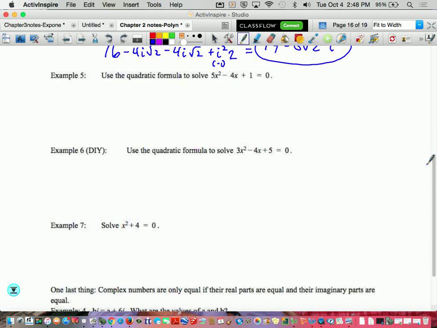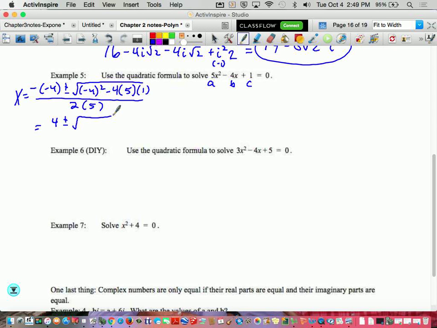So now we're going to do a quadratic formula. So remember, this is your A, this is your B, this is your C. So when you do the quadratic formula, you're doing negative of negative 4 plus or minus the square root of negative 4 squared minus 4AC all over 2A. So the negative of a negative 4 is positive 4 plus or minus the square root. Under the radical, I have 16 minus 20. 16 minus 20 is negative 4 all over 10.